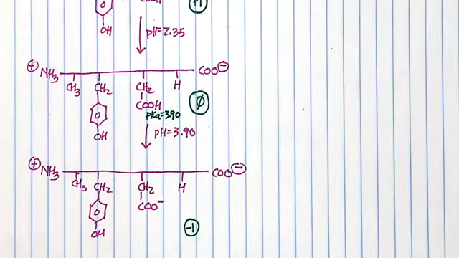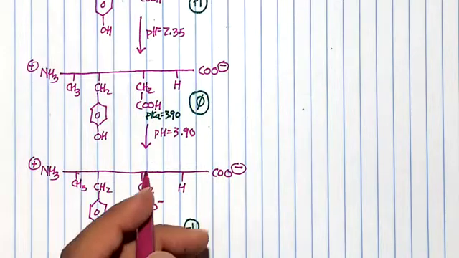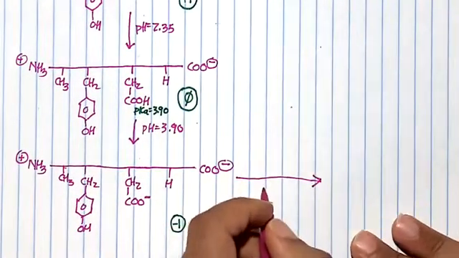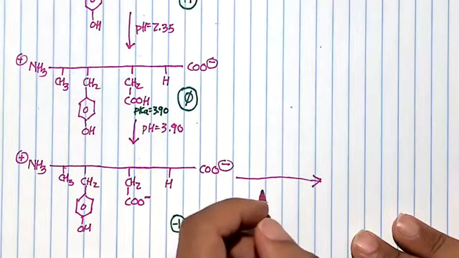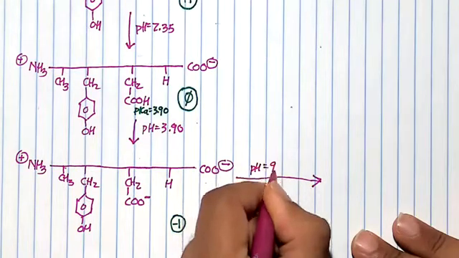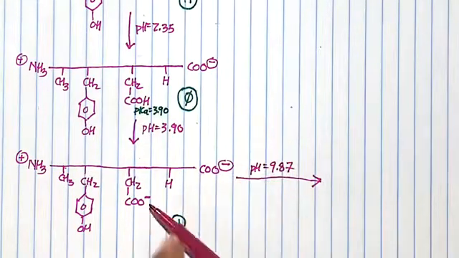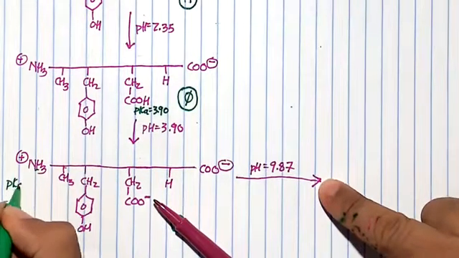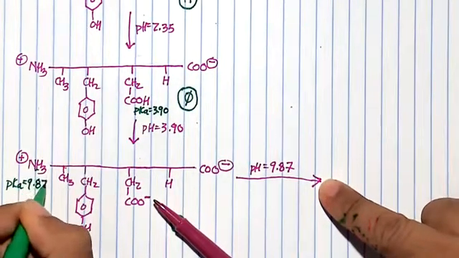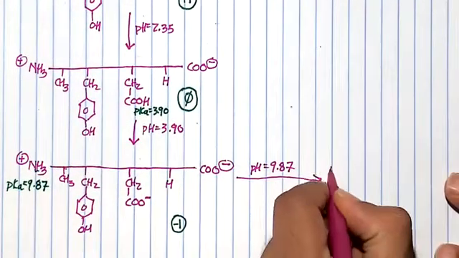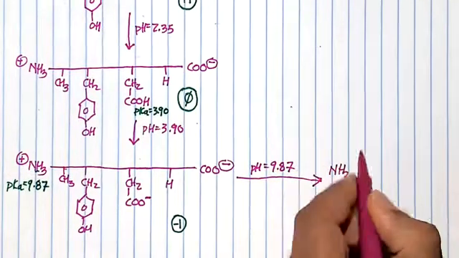Let's continue forward. What's the next proton to come off? According to my flashcards, the next one that will come off will be at a pH of 9.87, because one of the protons in the alpha amino group has a pKa of 9.87. So when that happens, this proton begins to come off, and you'll get this structure here.